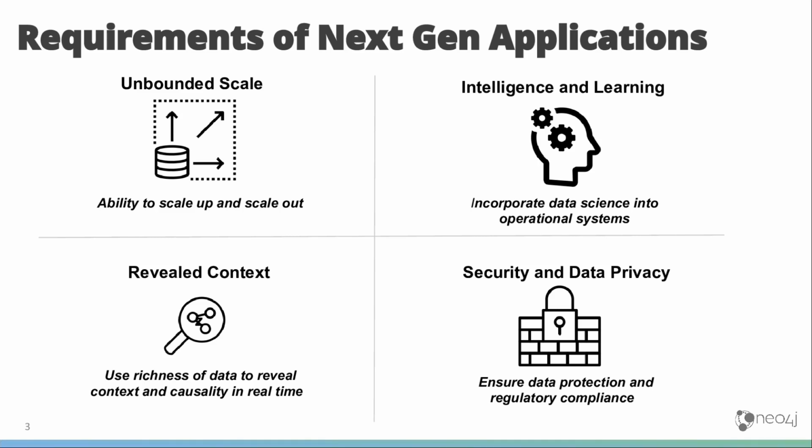They need the ability to have data science incorporated into these systems. They also need to reveal context. And what I mean by context, I mean really finding the insights and finding the correct things in real time for their applications. And also they need security and data privacy, ensuring that data protection and regular compliance is across the entire application. But right now I want to focus on scale. So let's talk a little bit about scale.